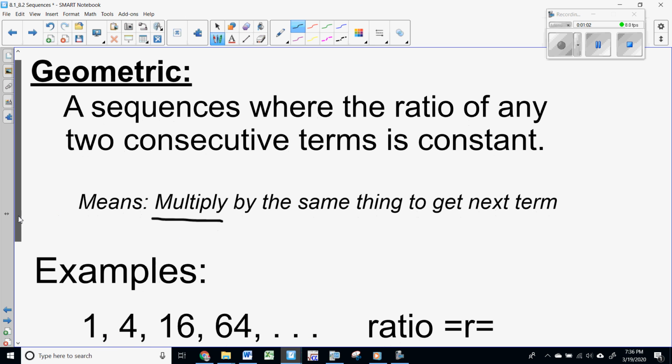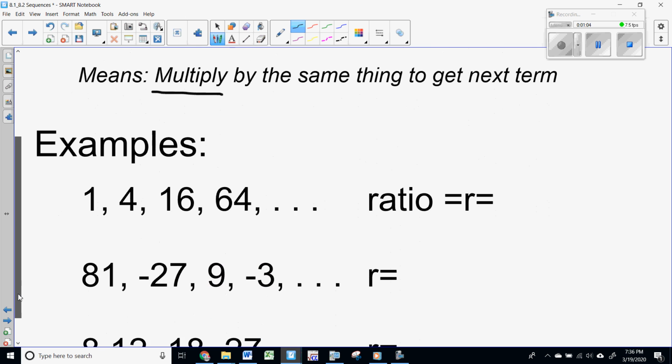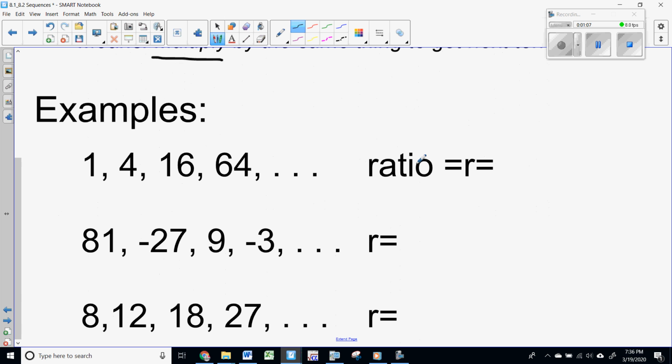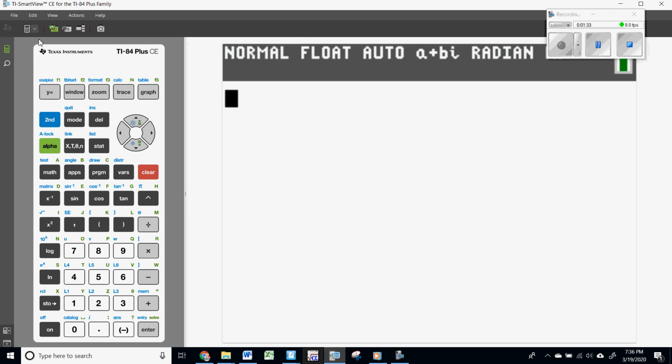Now, for a geometric sequence, instead of having our d or difference, it's going to be our r, or our ratio. And the ratio is what you multiply by to get the next term. Now, sometimes this is easy. And you can see here, 1 times 4 is 4, times 4 is 16, times 4 is 64, and that gives me 4.